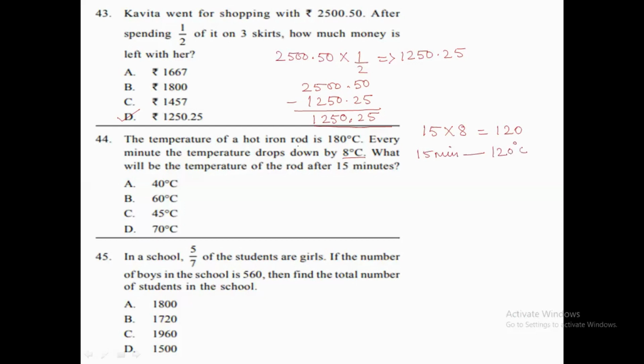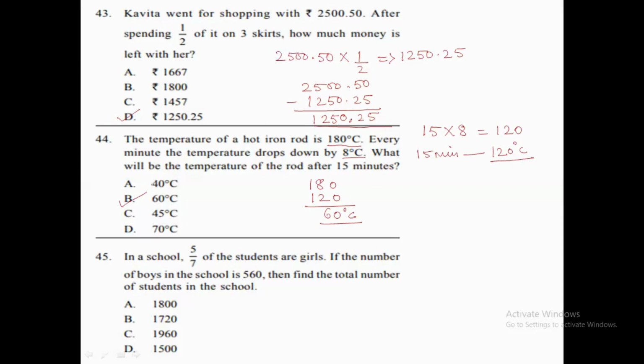Now the temperature of the hot iron was initially 180 degrees Celsius. After 15 minutes, it has dropped by 120 degrees Celsius. The question is asking what will be the temperature of the rod after 15 minutes? So for this, we need to subtract 120 from 180. When we subtract it, we will get 60 degrees Celsius. That will be our option number B. Understood? Okay, let's move on to question number 45.